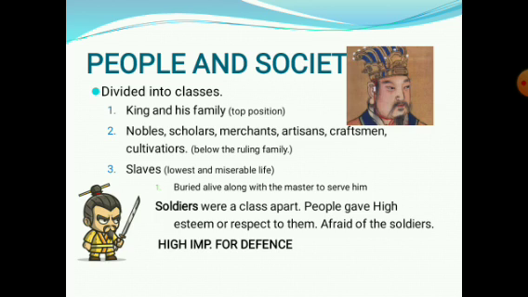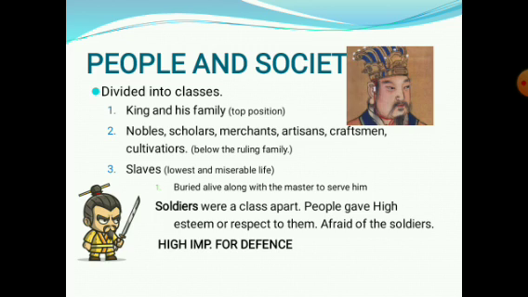And when we talk about the soldiers, they were a separate class, and the people gave them high esteem. That means the soldiers were respected by the people. Even the people were afraid of the soldiers. That itself shows the importance of defense that the Chinese people had given.